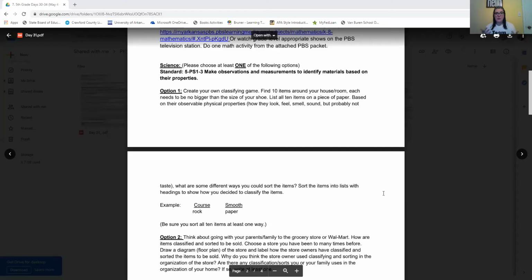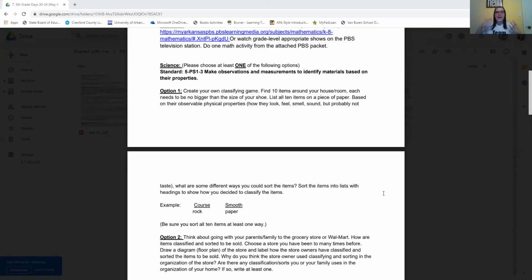A slimy toy. I don't know. Depends on what you find. So you're just going to categorize those things that you find based on their physical characteristics, based on what you can see about them, how they look, how they feel, how they smell. Maybe you have some things that smell like flowers and some things that smell like brownies or something good, or maybe they stink. So you can say smell good, smell bad, and categorize your things, or how they sound. Maybe your things make different sounds.